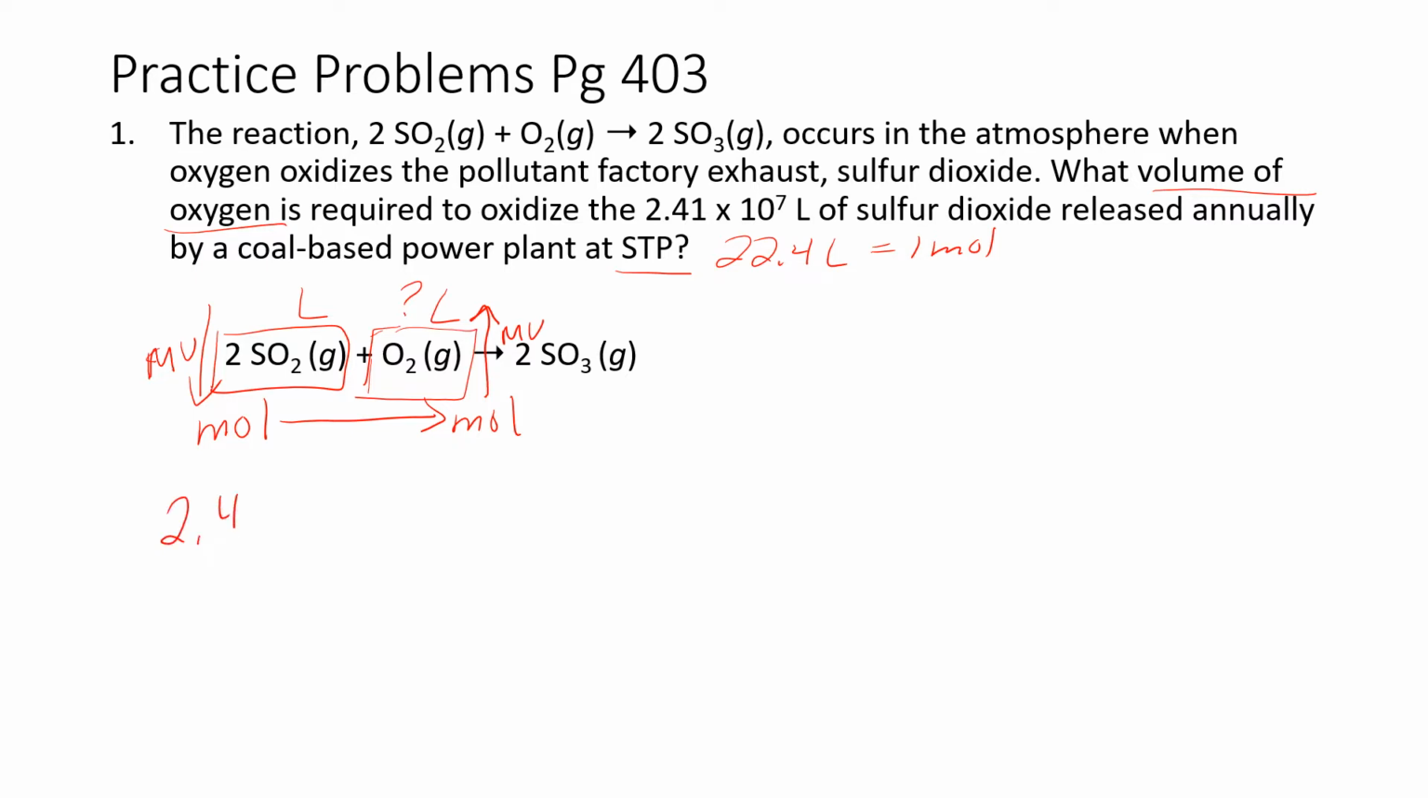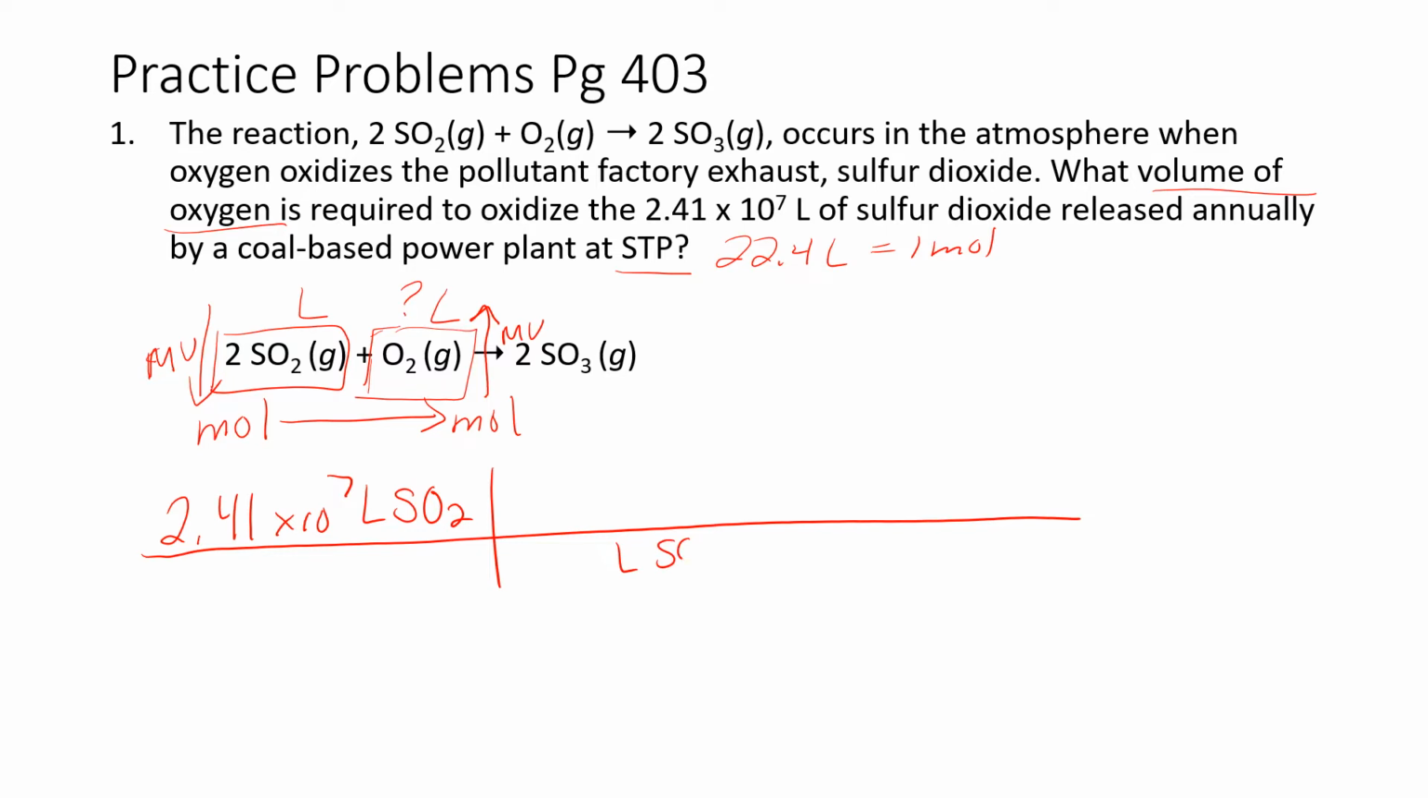So we have 2.41 times 10 to the 7th liters. It is in scientific notation, but we're not going to let that bother us. We just treat it like a number. And that is our sulfur dioxide. We're going to copy those units to the bottom, and we want moles of sulfur dioxide. So we're going to use our 22.4 liters per mole because it is at STP and it is a gas, so we can use that. And we're going to cancel out our liters of sulfur dioxide.